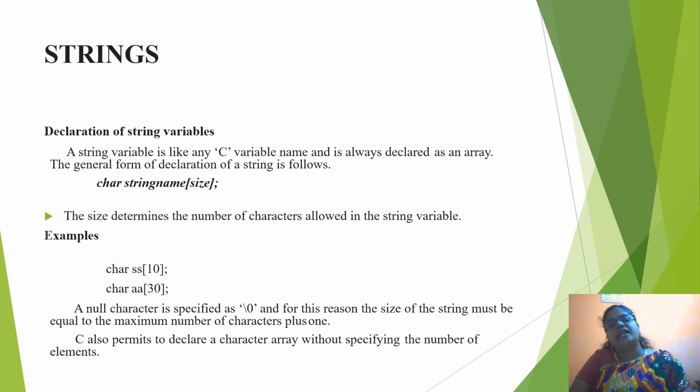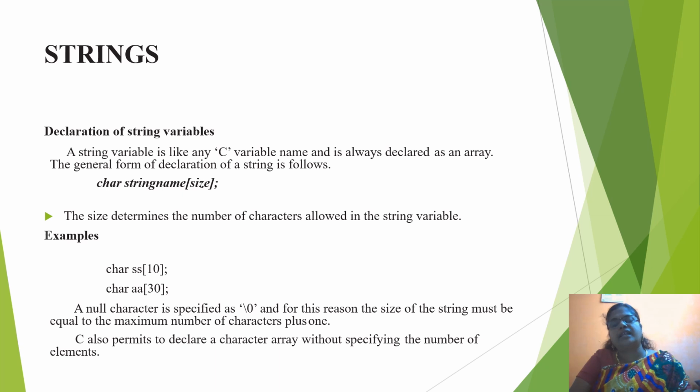Each character is stored in 1 byte of memory and successive characters of the string are stored in successive bytes. So, declaration of a string variable: char string_name[size]. Size determines the number of characters allowed in this string variable. Example: char s[10], char array[30]. The null character is specified as \0, and for this reason the size of the string must be equal to the maximum number of characters plus 1.